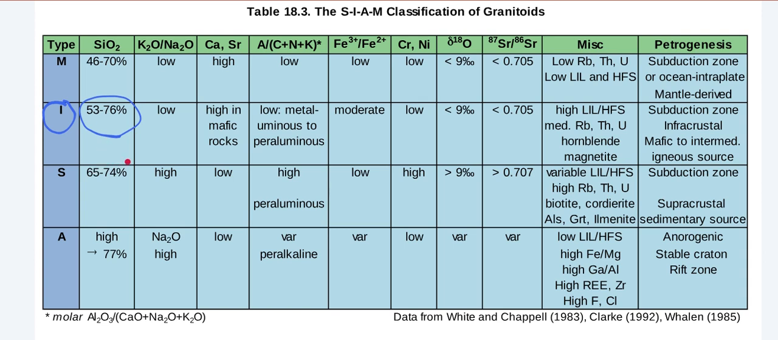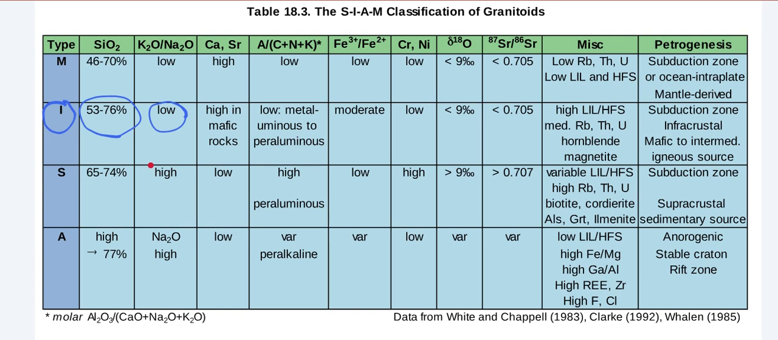Now the igneous type magma has intermediate to high silica content, 53 to 76%. K2O by Na2O ratio is low because it is generated from the primitive magma. It differentiated from the basaltic magma. Here K2O by Na2O is low, which doesn't mean it has none, it is very little. These low and high things are relative to SIAM only, when we compare within SIAM.